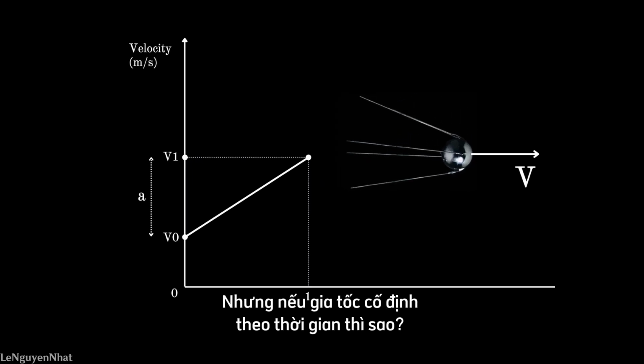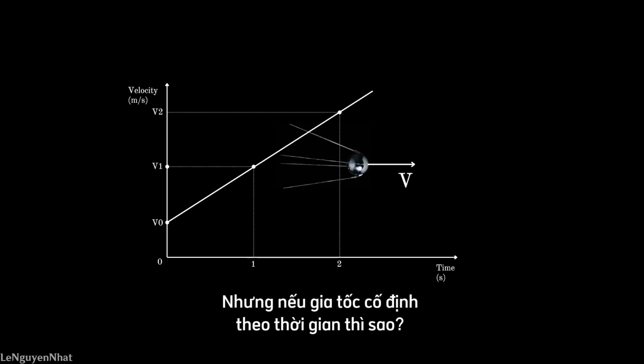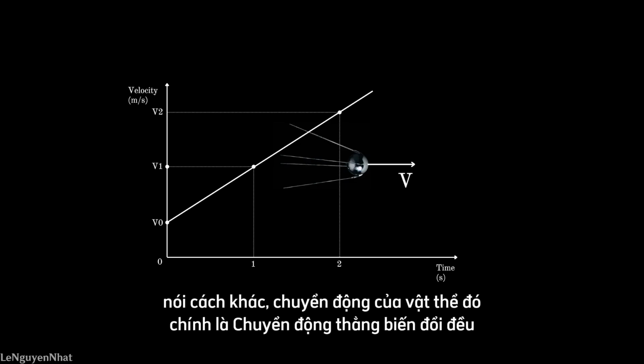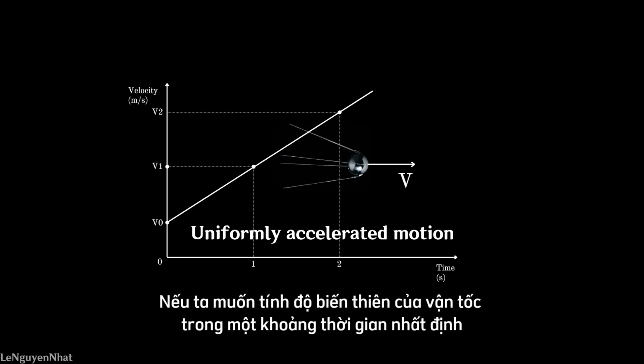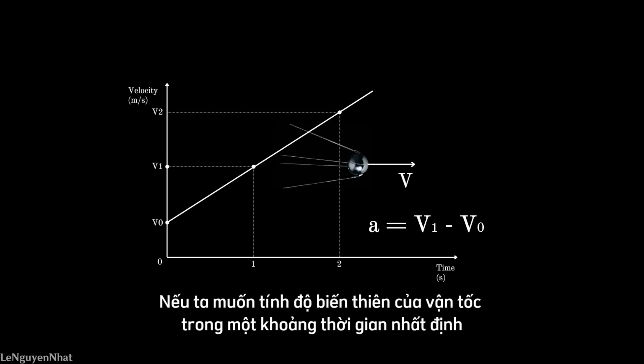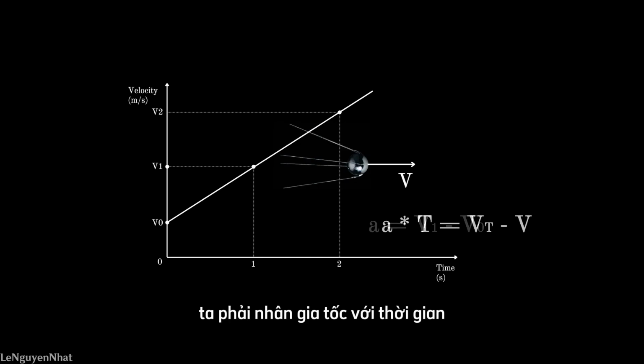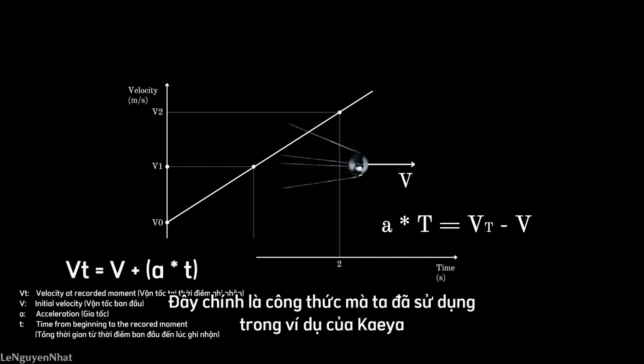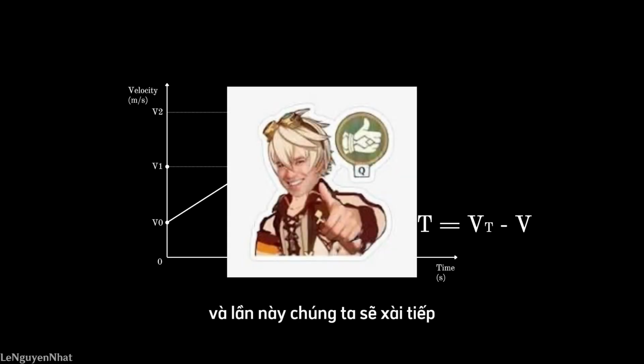But what happens if the velocity gets the same acceleration every second? That means the object's velocity is changing at a constant rate. In other words, the object's motion is uniformly accelerated. So if we wish to calculate the change in velocity during a specific duration, we have to multiply the acceleration by time. And my dear fellow countrymen, this is the formula that we used in Kaya's example. And we're going to use it again.